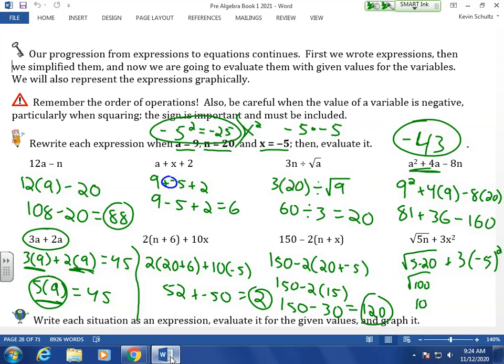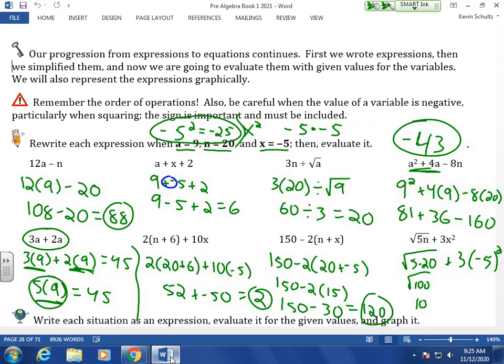Yes, Aiden? Your negative's far from the 5, so I thought it was 5 times negative 5. My negative is what? Sorry? It's a little bit farther from the 5. Right here? Yeah. So I just looked at the 5 and that times negative 5. My apologies. Millimeters make a difference.